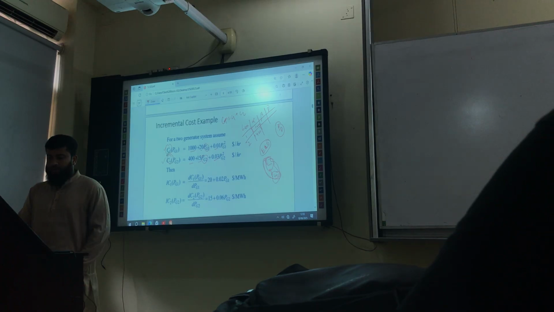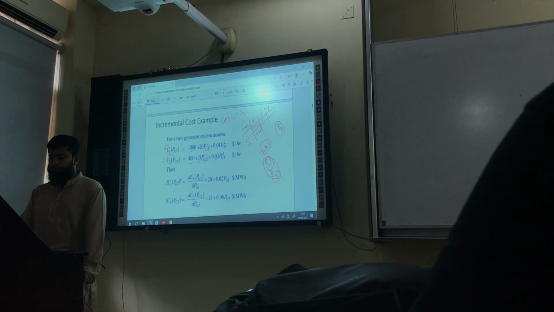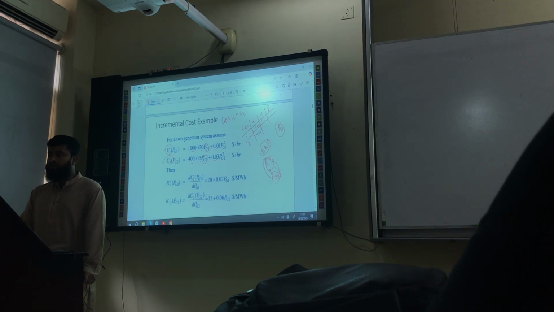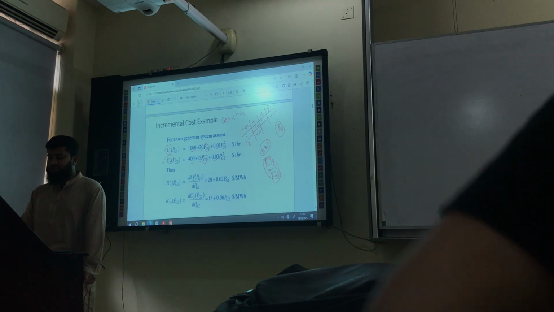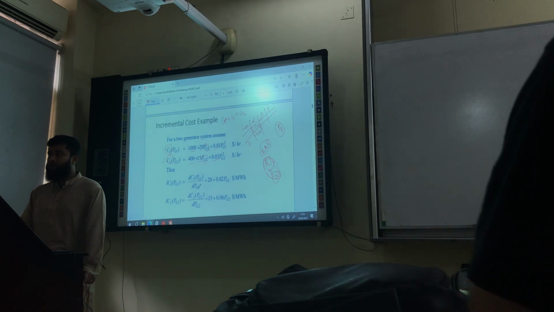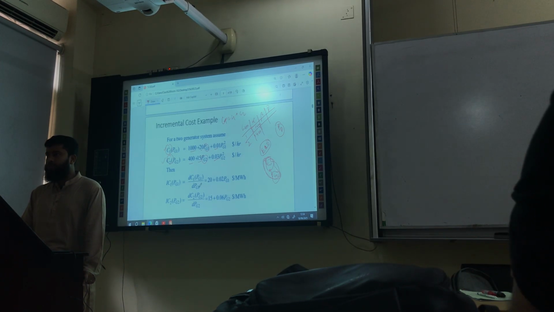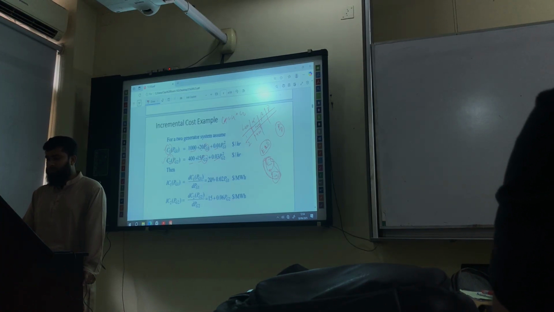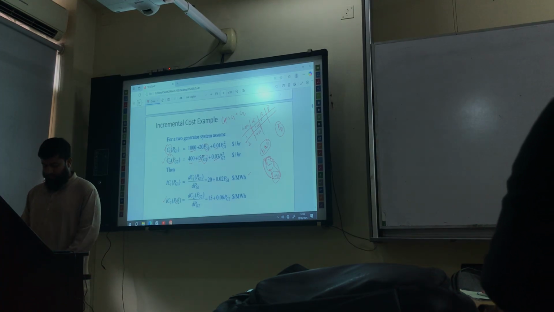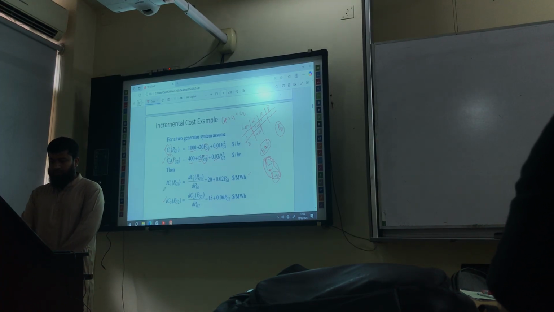So if you have the cost function, can you determine the incremental cost? You can simply differentiate it, right? So differentiate it with respect to, look, this is IC1. It will be a function of Pg1, and you have to differentiate this C1 with respect to Pg1 only. Okay, you will not differentiate it with respect to Pg2. So then you will get 20 plus 0.02 Pg1, and the unit will be dollar per megawatt hour. Similarly, you can calculate the incremental cost for generator 2, IC2. Now you are getting these two things.